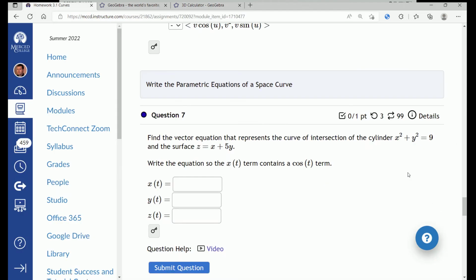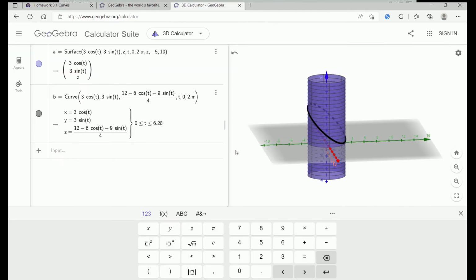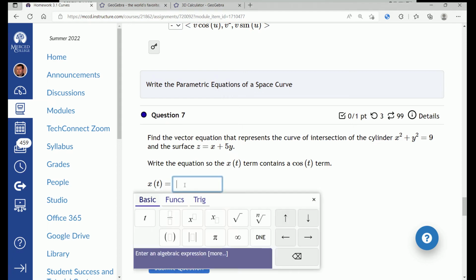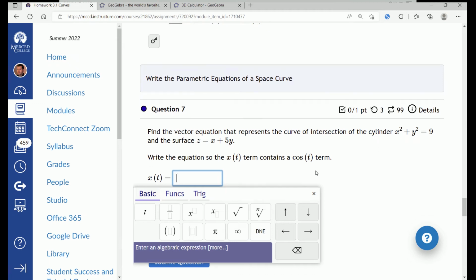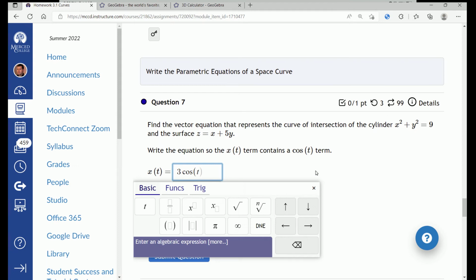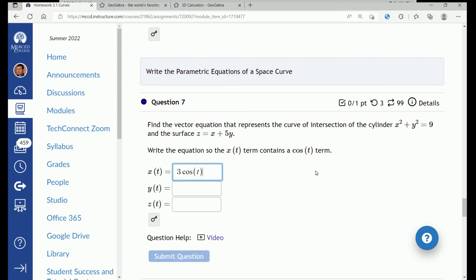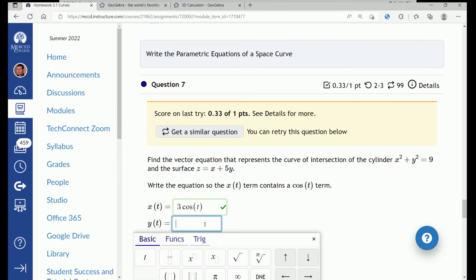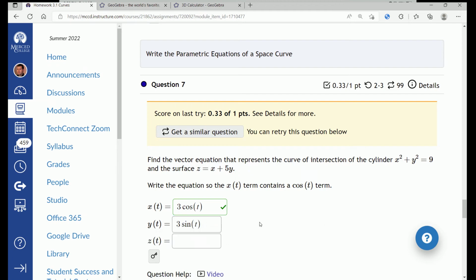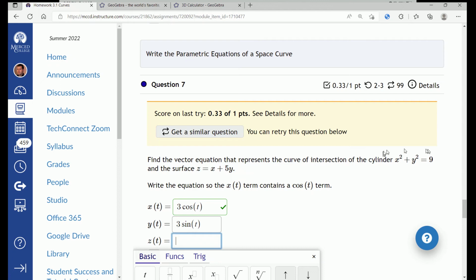How do you parameterize the intersection between a cylinder and a plane? What you're going to do is parameterize the cylinder first, so x is 3 cosine t and y is 3 sine t. That takes care of the cylinder.